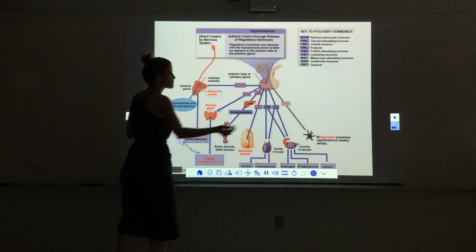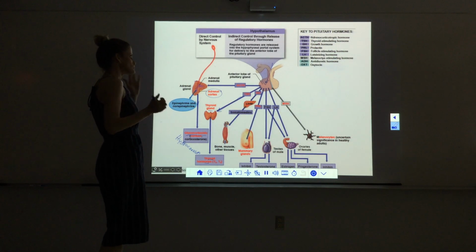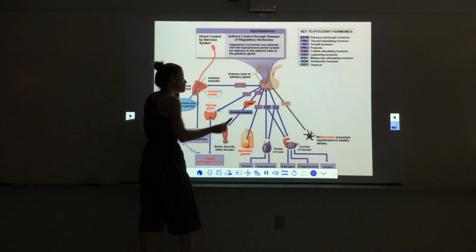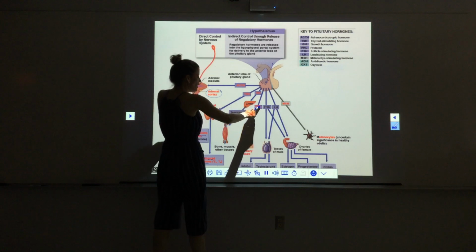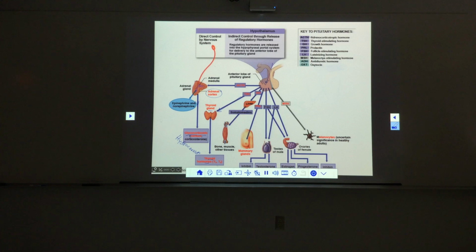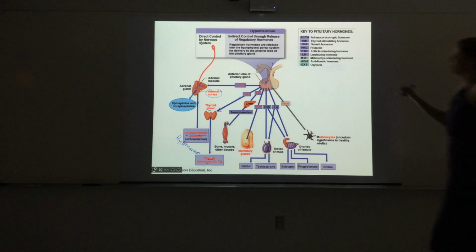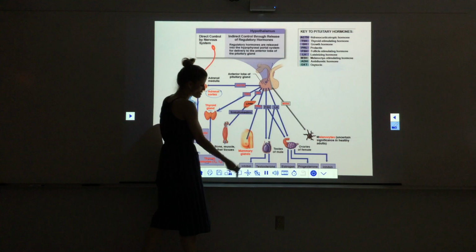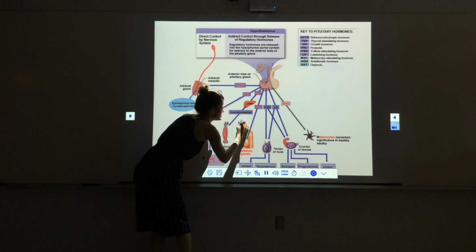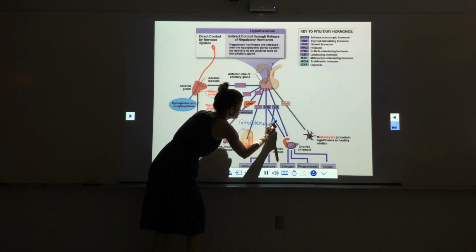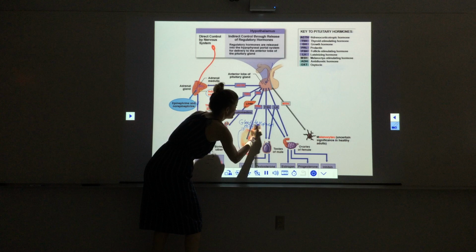Growth hormone, I told you we would do separately because it's kind of confusing. Prolactin. I thought I had a separate slide on prolactin. No, I don't. Okay, so prolactin comes from the anterior pituitary and it goes to the mammary glands and it stimulates gland development and milk production.